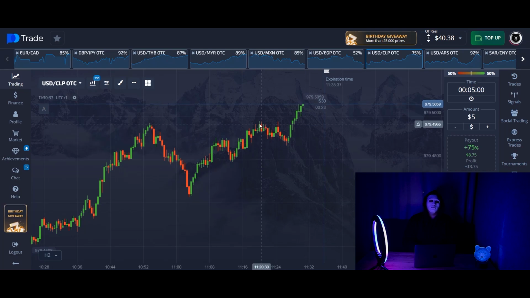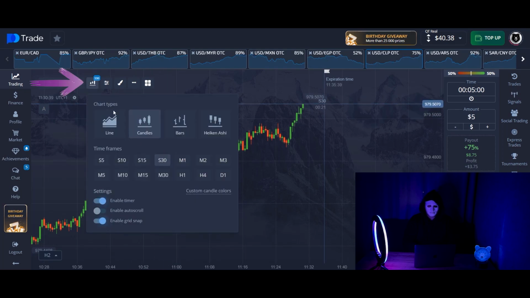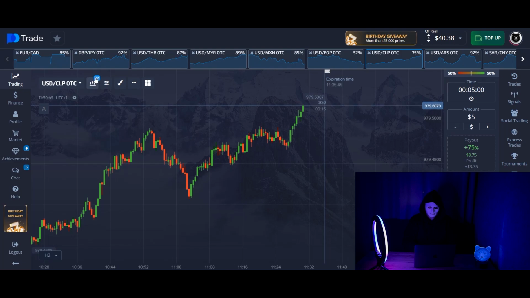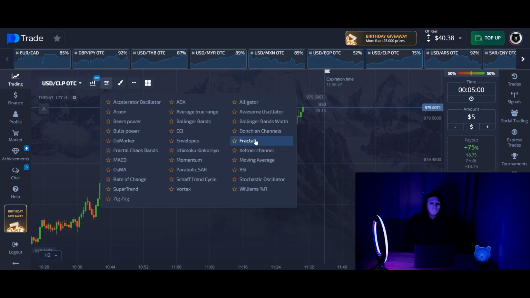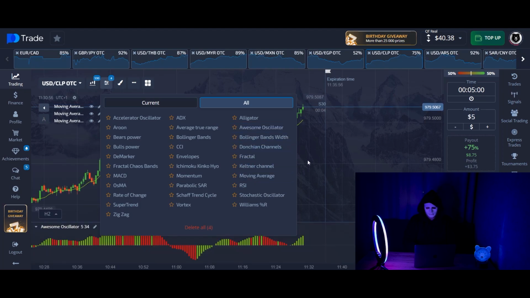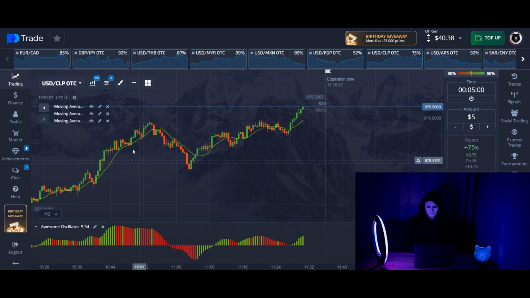First, I'll show you the settings I use before starting any trade. You can take screenshots or record the video if you want. I usually use a 30-second time frame in candlestick charts. I'll turn on and configure the indicators now. I will add 3 moving average lines and set each one up individually. The next indicator is the awesome oscillator. I leave it with the default settings as they suit my trading style well.